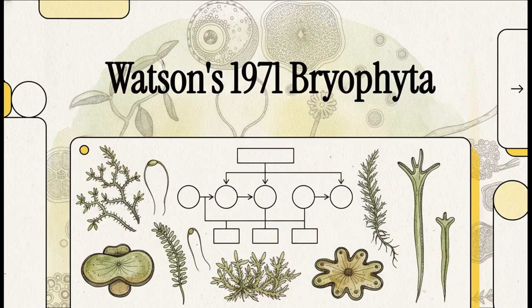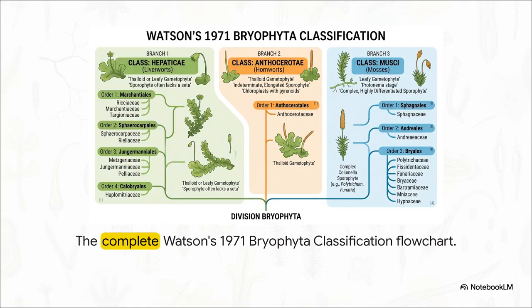Let's get into it. Right, let's dive straight into this macroscopic view of division Bryophyta, which is really going to act as our roadmap today. It is just amazing how beautifully Watson organized this plant classification. He takes the entire division and splits it into three highly distinct taxonomic branches, with each one representing a totally unique evolutionary path. We're going to break this complex matrix down together, step by step, so you can see exactly how a plant's physical form actually dictates its classification.